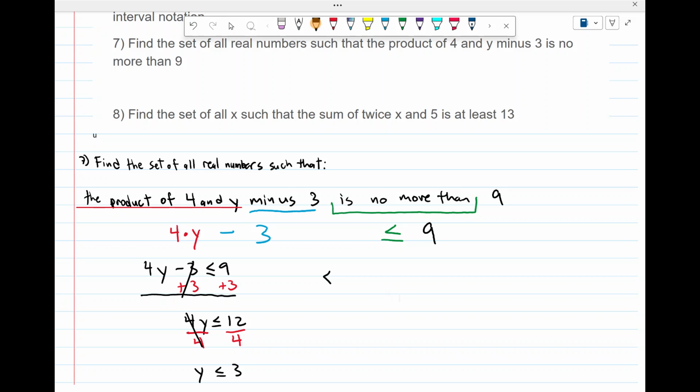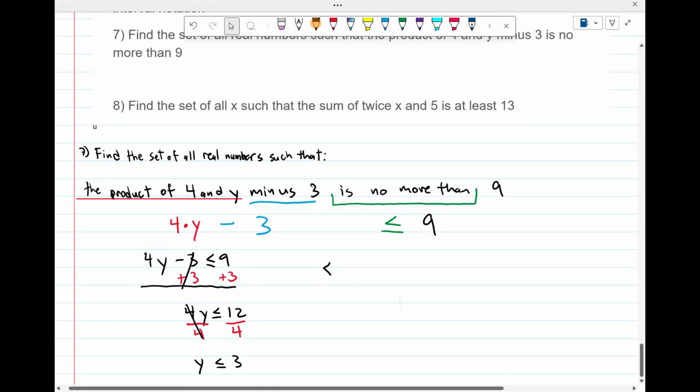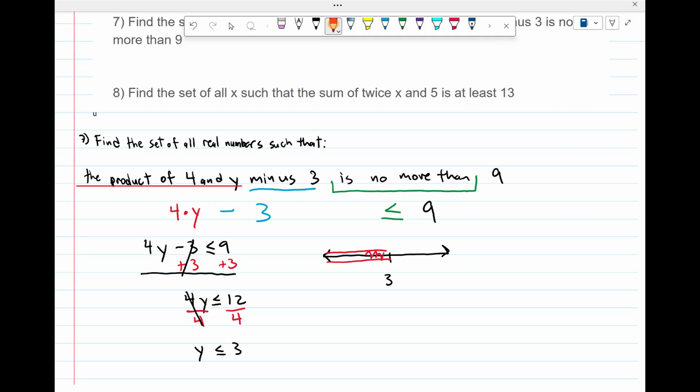Now the instructions say graph each solution on a number line and write it in interval notation. Here's my number line. Here is 3. So it's all the numbers less than or equal to 3. So I go to the left.